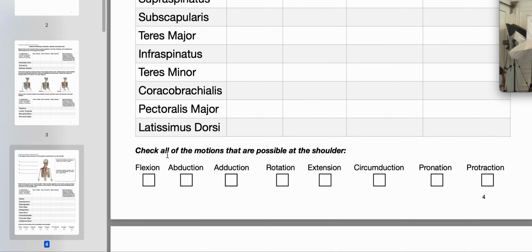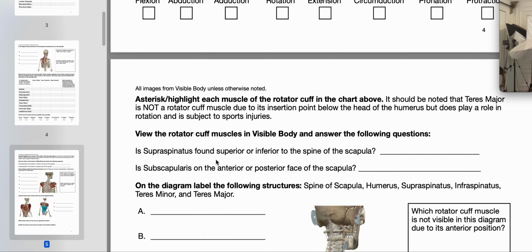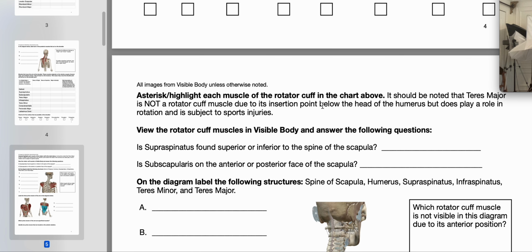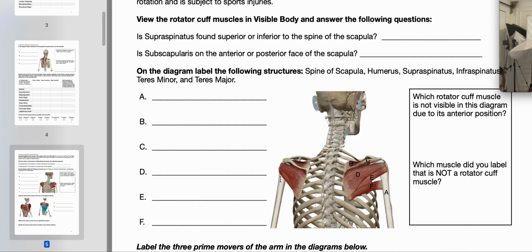Then you're going to be asked about some motion, what kinds of things can happen at the shoulder, and then asterisk or highlight each of the muscles that are part of the rotator cuff. In your print edition of the lab manual, they talk about them being called SITS as a way to remember them. The S, I, T, and S are the first letters of the muscles involved in the rotator cuff. But watch out for teres minor and teres major, because they both start with T and sound an awful lot alike, but only one of them is part of the rotator cuff.